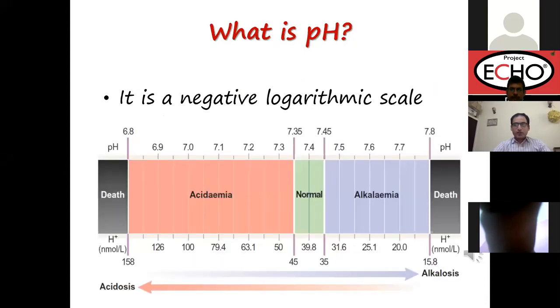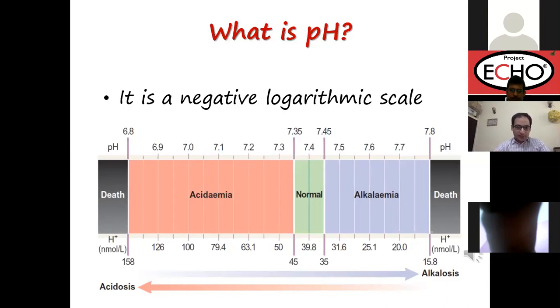So what is pH? pH is basically a negative logarithmic scale. It is negative because pH and the H positive ion go in opposite directions. If there are more H positive ions, pH will be low. Similarly, if pH is high, the H positive ions are low, and if pH is low, the H positive ions will be higher.